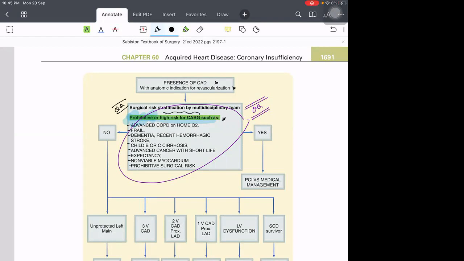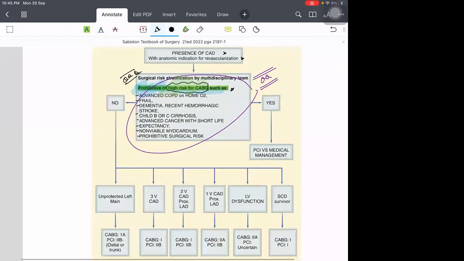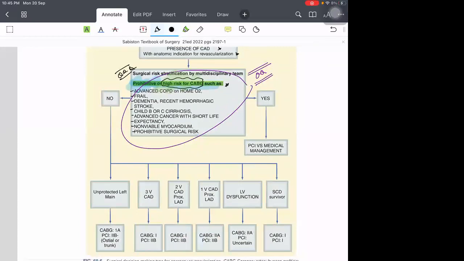These are the high risks for CABG. If high risk for CABG is present, then you have to go for other options: PCI with medical treatment. You should not do CABG. These you can simply tell as contraindications for CABG. So we can go for PCI with medical treatment. If they are not having any of these problems, then you have to proceed with CABG.